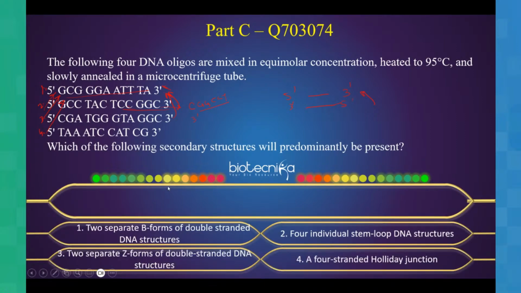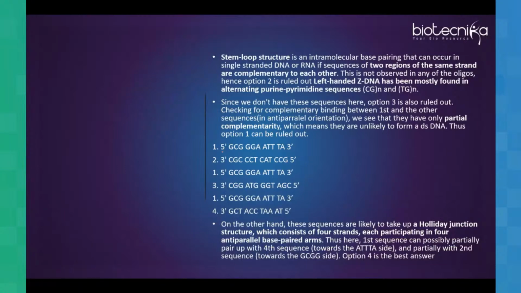First of all, if we have 1 and 2 interacting, this is the same thing I have done: I have reversed the sequence. Then 1 and 3 are matching, then 1 and 4 are matching together. We will see that we have a stem loop structure forming. So what does a stem loop structure mean? Something like this.